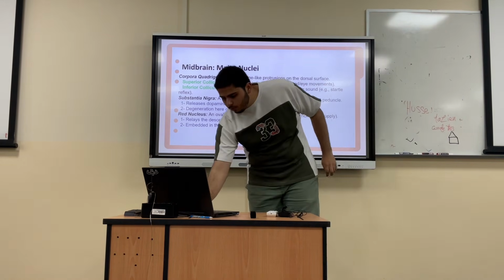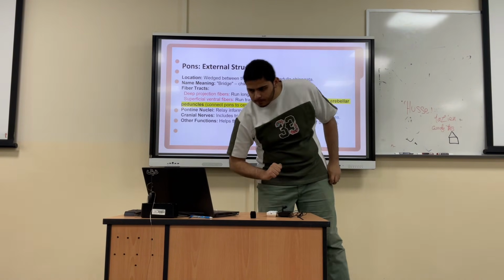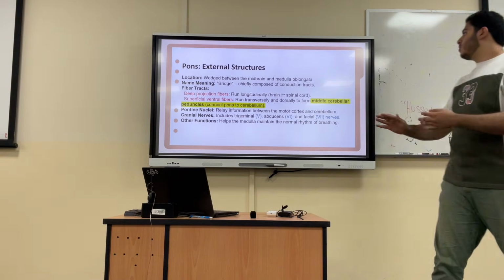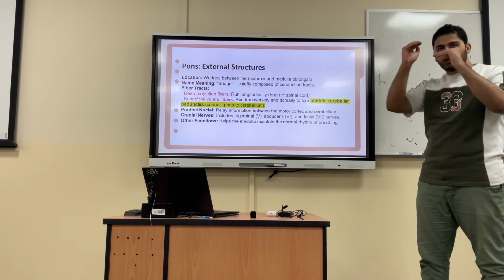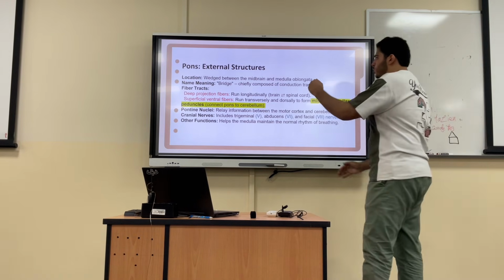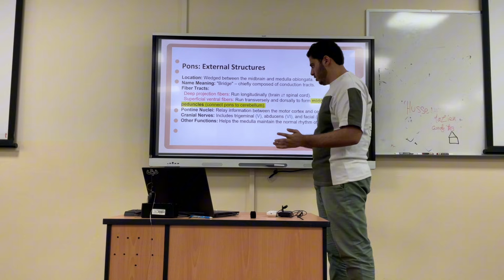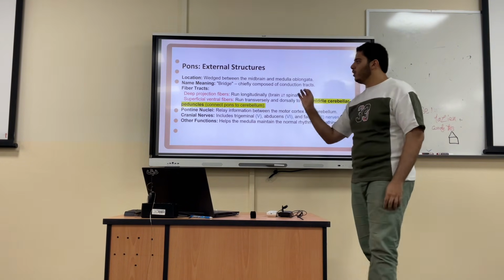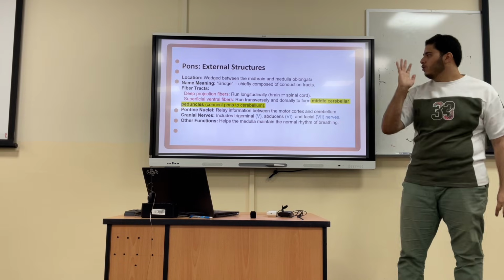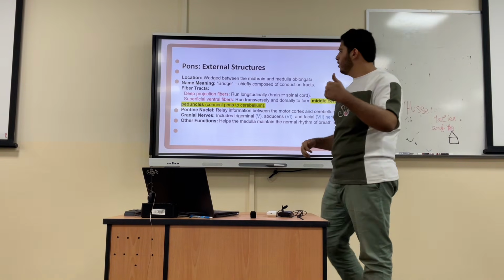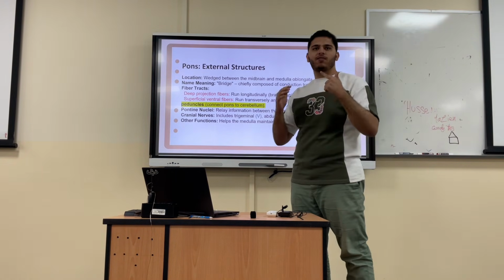And now we go to the pons. Location: it is wedged between the midbrain and the medulla oblongata, in the middle of the brainstem. A bridge chiefly composed of conduction tracts. The most important thing here is the fiber tracts. There are two main fiber tracts found in the pons: the deep projection fibers and the superficial ventral fibers.